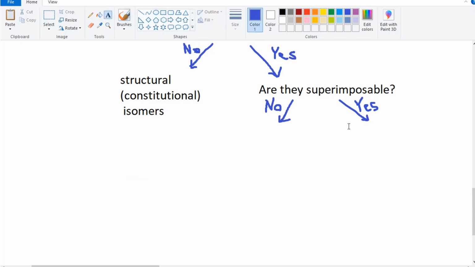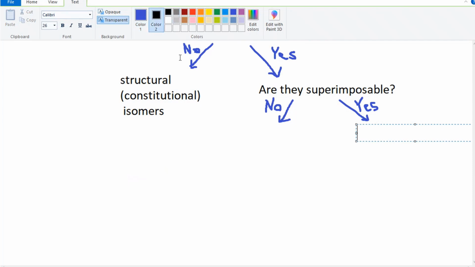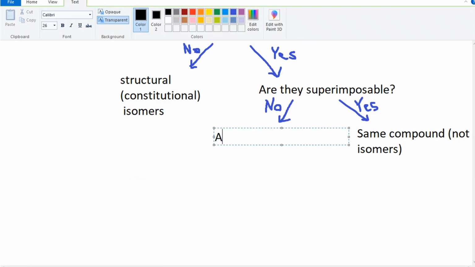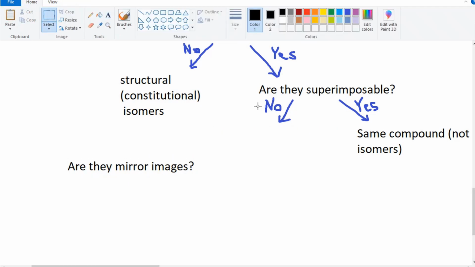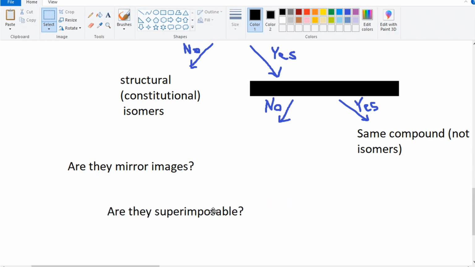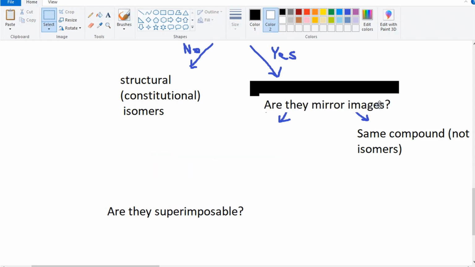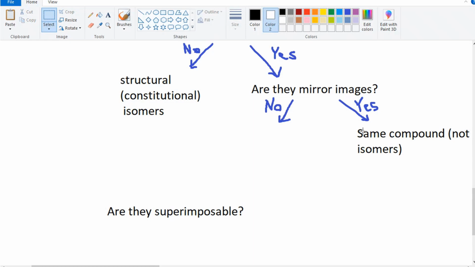If the answer is no, okay. So, there it is. Same compound, and they're not isomers. But if no, then you have to ask, are they mirror images? Although actually, technically speaking, forgive me, I think I should ask if they're mirror images first. So, yeah. Okay. Are they mirror images? Yes or no?